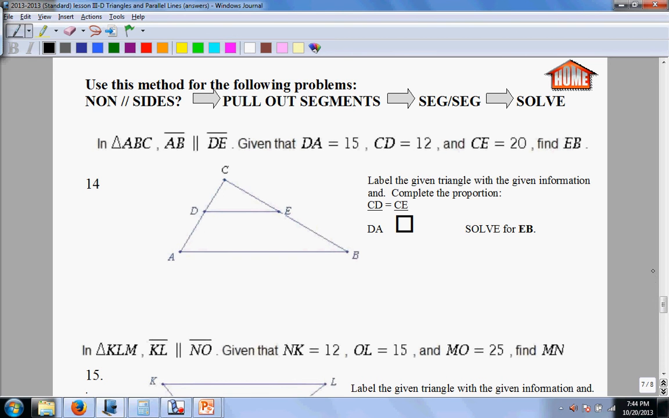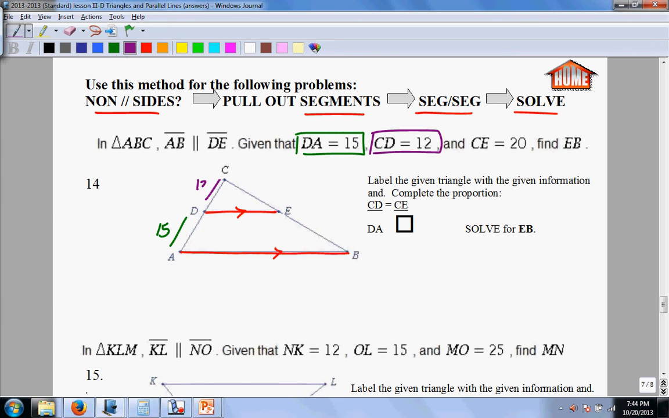In number 14, it says we're going to be working with the non-parallel sides. We're going to pull out the segments, and we're going to do segment over segment and solve. For example, we're told that AB is parallel to DE. And let's give in our segments here: DA is 15, and CD is 12, and CE is 20. And we want to find EB, which we'll call X.